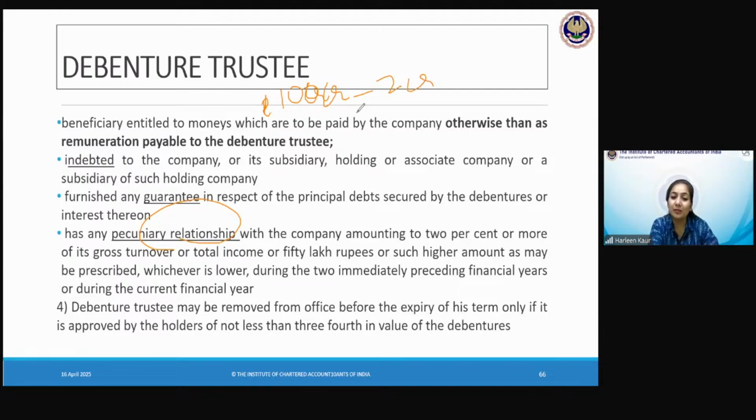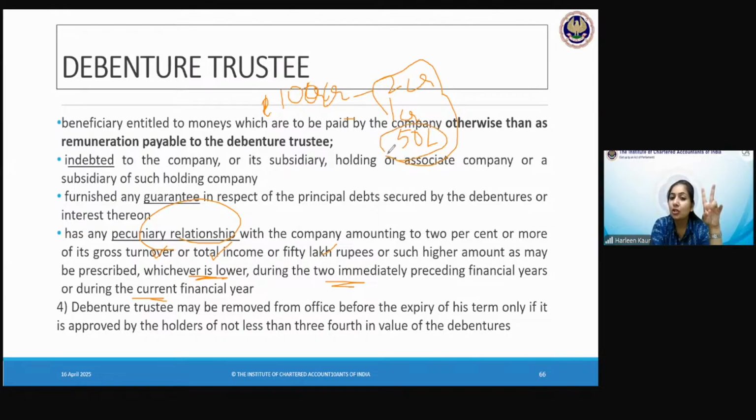Or the total income. So let's assume the total income is 1 crore. Or rupees 50 lakhs, whichever is higher. So it says 2% of the gross turnover, that is 2 CR. Total income, that is 1 CR. Or 50 lakh. Or such higher amount as may be prescribed, whichever is lower out of this. Whichever is lower during the two immediately preceding financial years or during the current financial year. So whichever is lower, first select that.